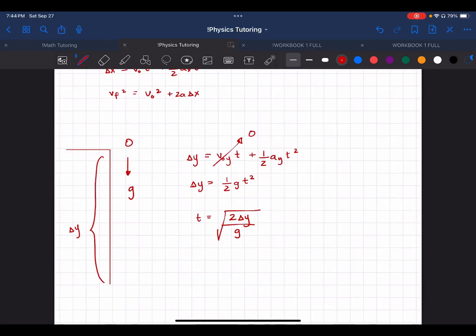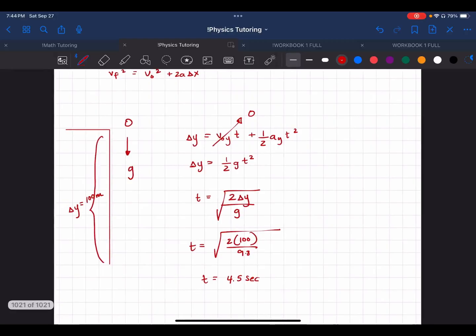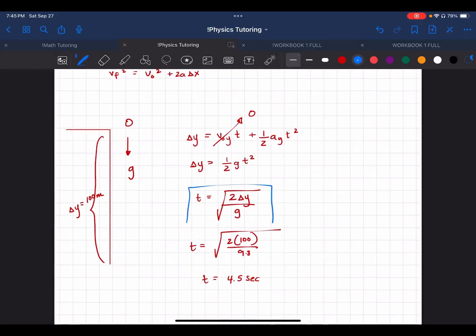So for any height, let's say I give you 100 meters, I can solve for t. For a 100-meter drop, I'm going to get that in my handy dandy calculator. So 2 times 100 divided by 9.8, and then square root all that. So that's like 4.5 seconds, right? But that's not too bad, right? I want y'all to remember this formula because you'll probably use it again.